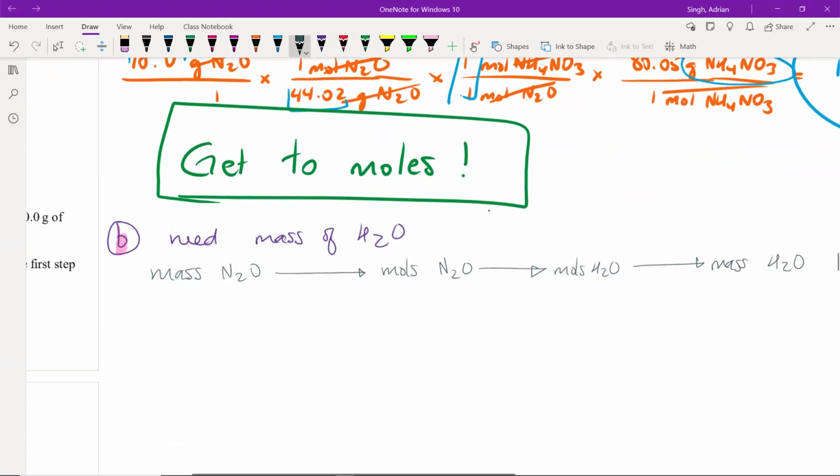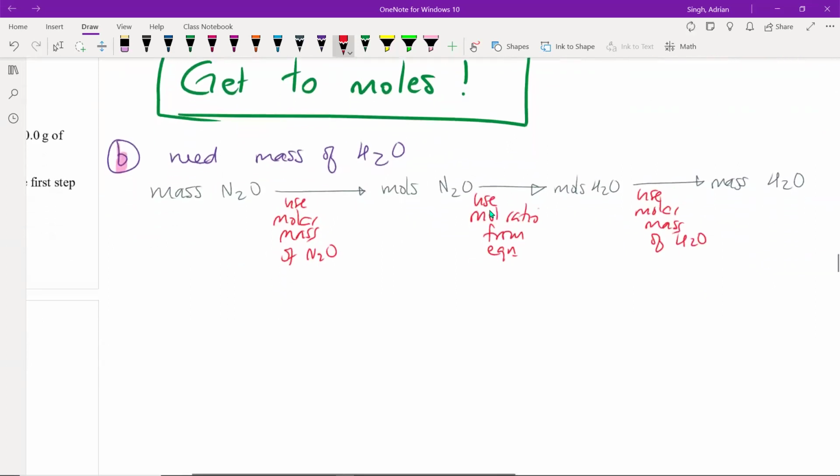We're going to use similar relationships. Mass to moles, I'm going to use the molar mass of N2O, which we found previously. To get from moles of N2O to moles of H2O, I'm going to use the mole ratio from the balanced equation. And then from moles of H2O to mass of H2O, I'm going to use the molar mass of H2O.